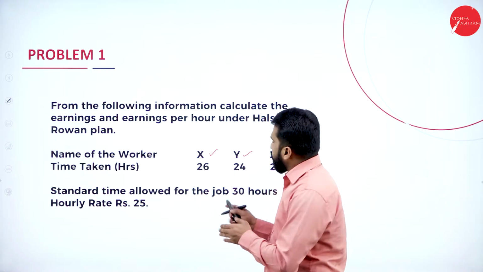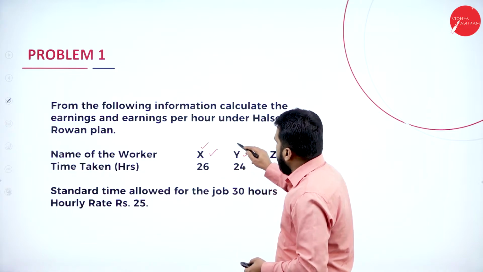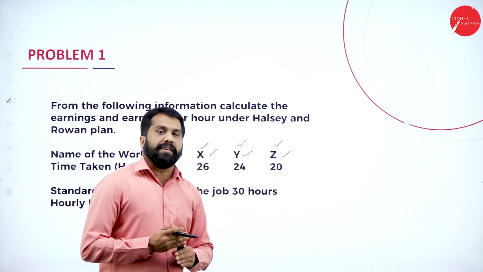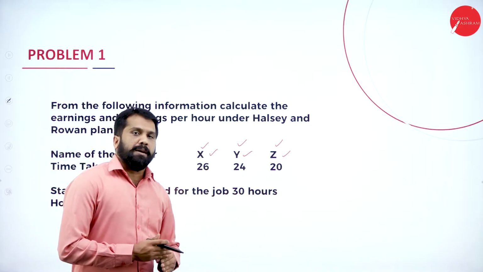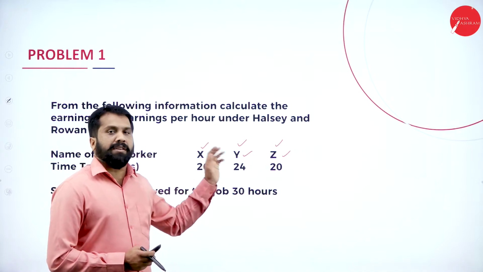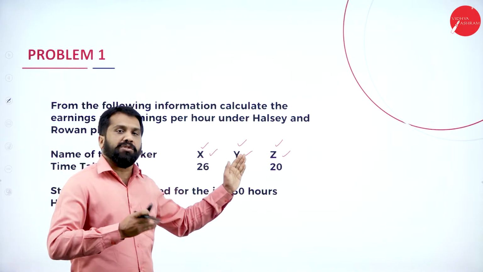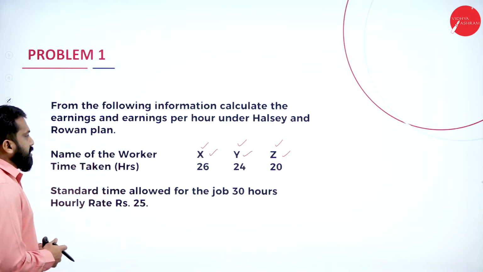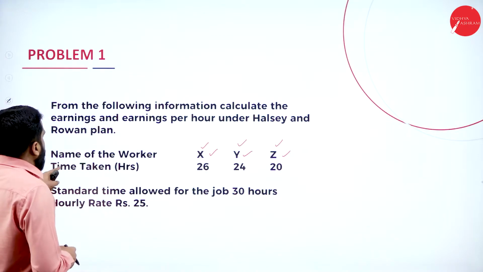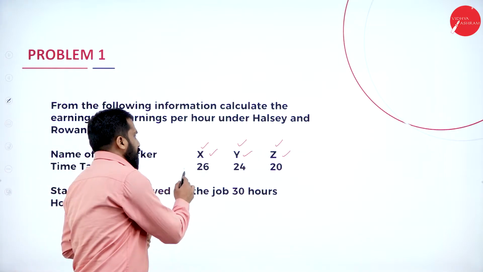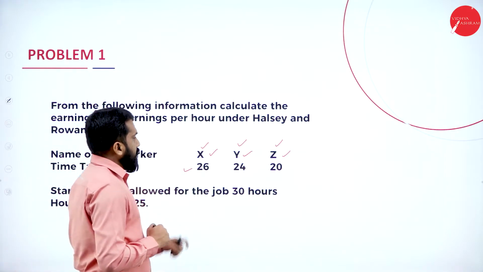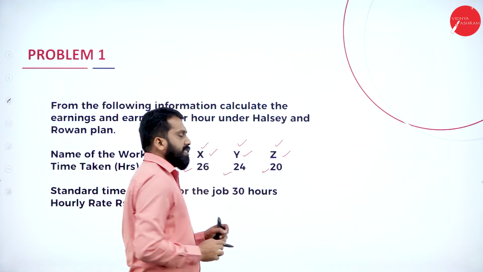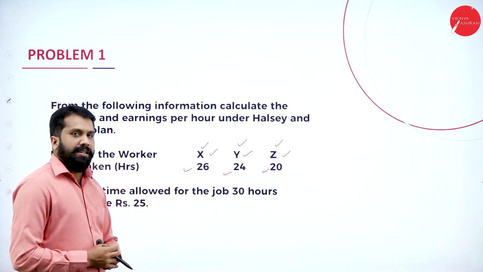All three persons, person 1, person 2 as well as person 3, we have to do the calculation individually. The heading can be given common, but the answer should be done individually. Now, these are the information they have given. Person 1 worked for 26 hours. Person 2, 24 hours. Person 3, he spent almost 20 hours.